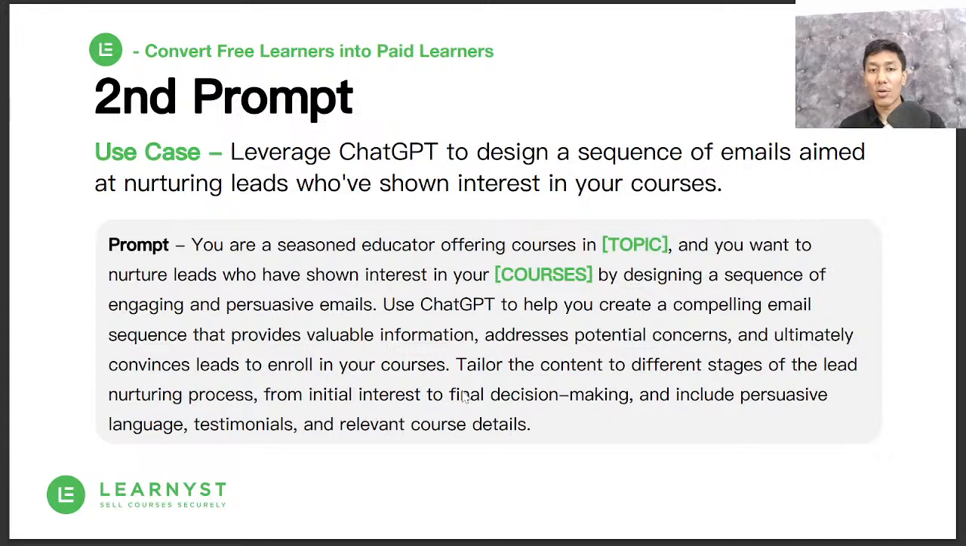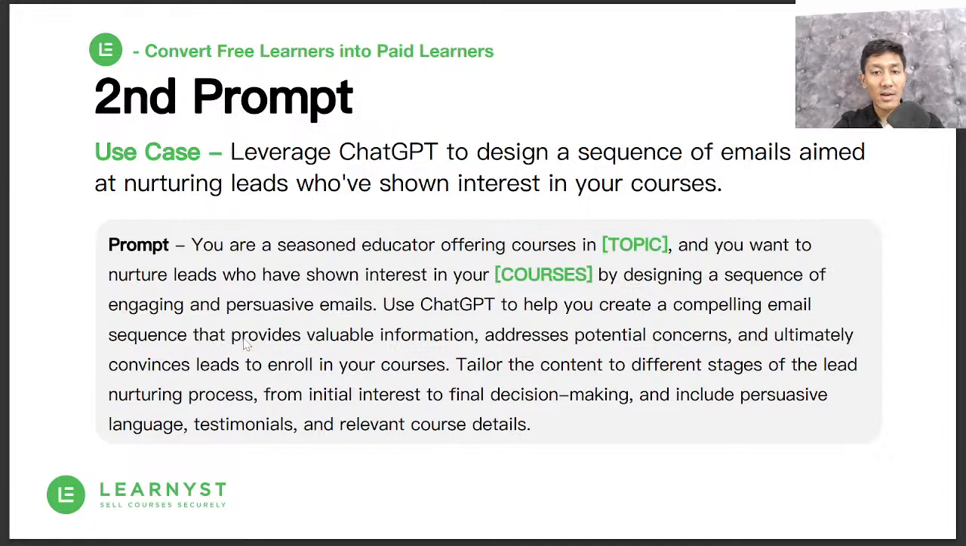You're a seasoned educator offering courses in the topic, and you want to nurture leads who have shown interest in your courses by designing a sequence of engaging and persuasive emails. Use ChatGPT to help you create a compelling email sequence that provides valuable information, addresses potential concerns, and ultimately convinces leads to enroll in your courses. So the email generated from this prompt would have those 3 things, which are some of the important goals of an email series, right?